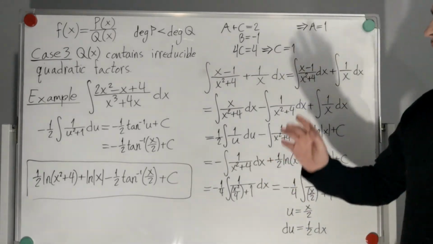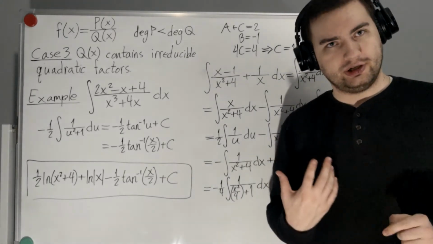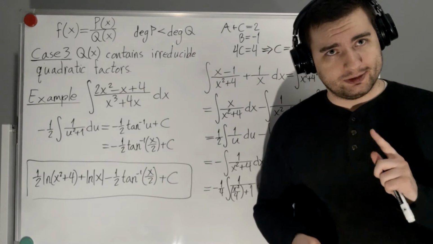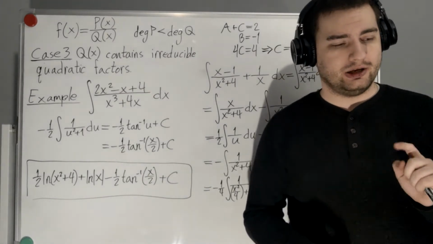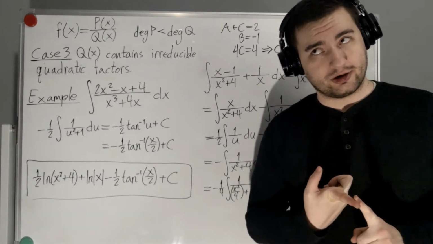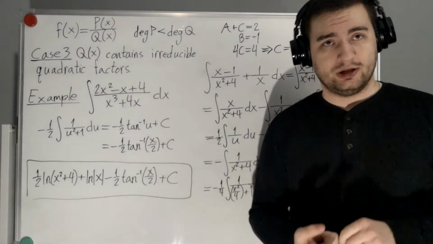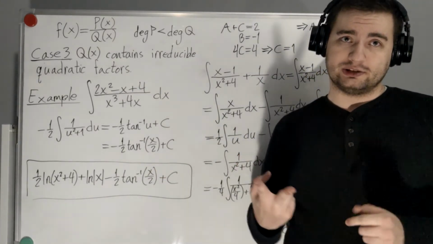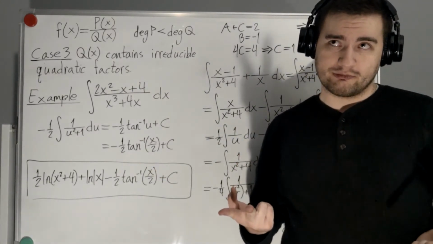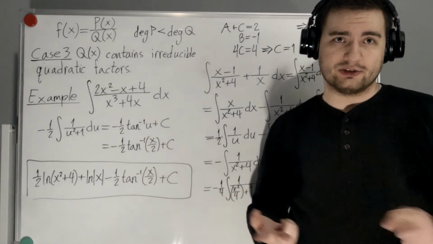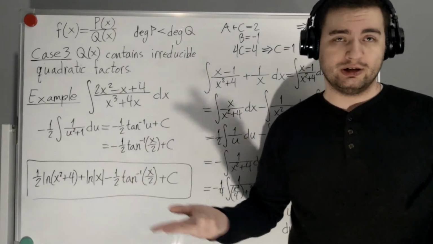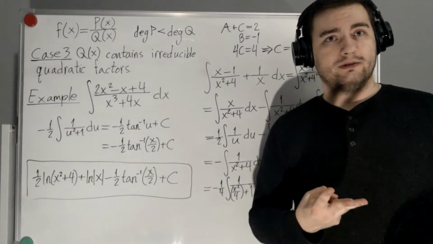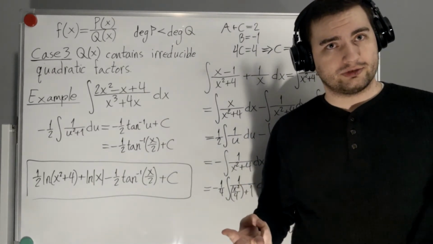So at this point we've dealt with the possibility that you can have the denominator factoring into a bunch of linear terms that are all different from each other. You could have a bunch of linear factors where there's some repetition. And finally, you could have irreducible quadratic factors.